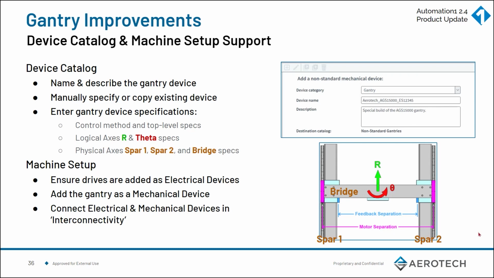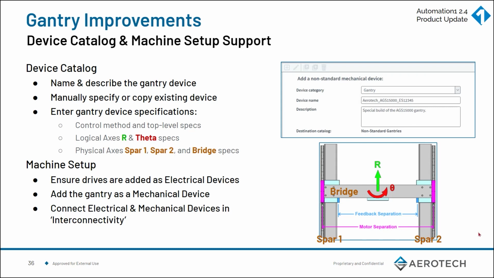And then you would enter the gantry device specifications, including, as I said, the control method, decoupling control or current-based gantries, and top-level specs of the gantry. You'd actually enter specifications for your logical axes, what may be called virtual. Logical axes R and theta specs. So even your non-real motor axes get specifications.